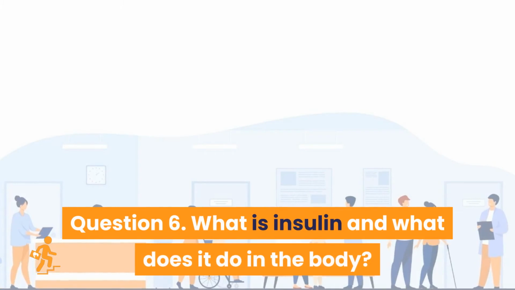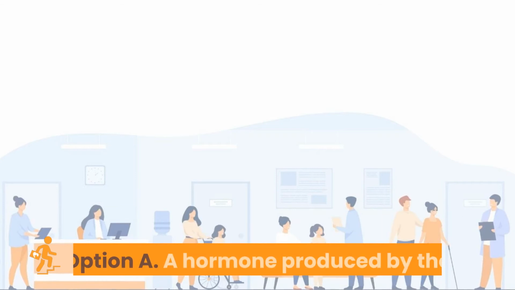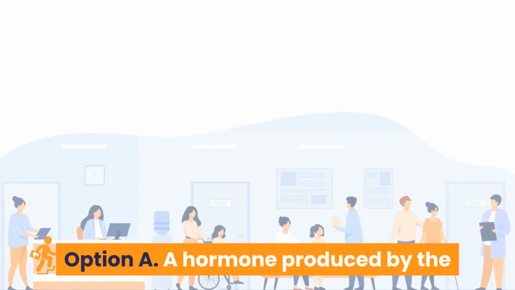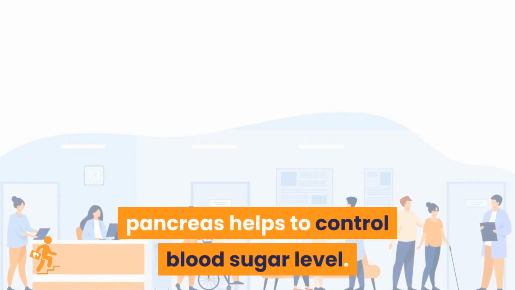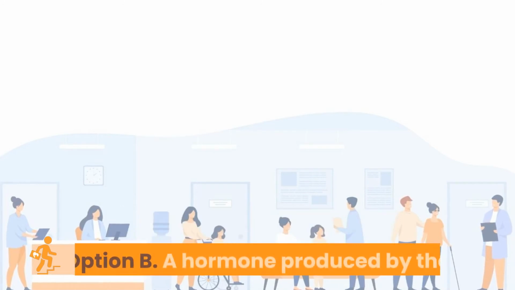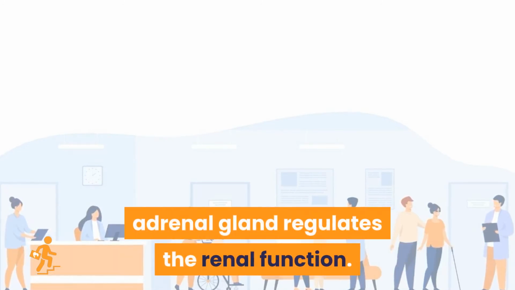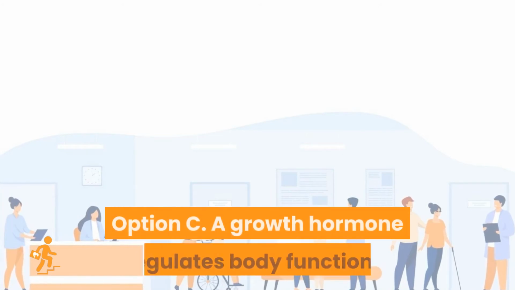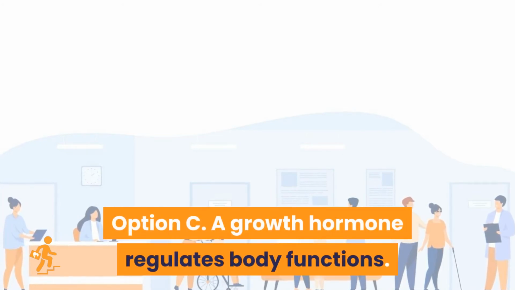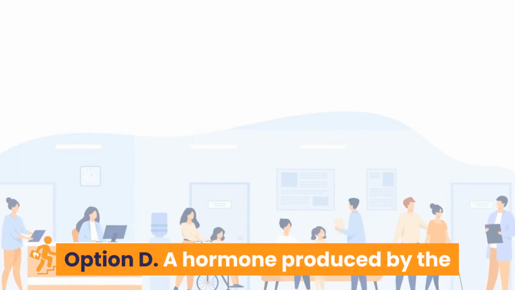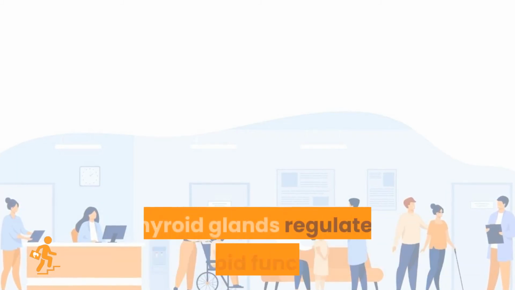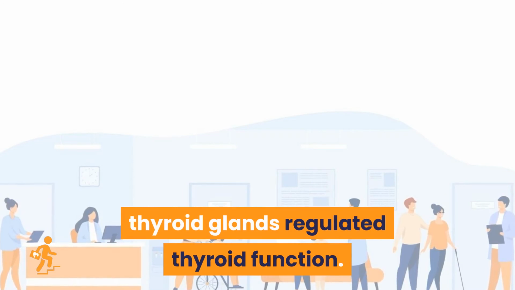Question 6. What is insulin and what does it do in the body? Option A. A hormone produced by the pancreas helps to control blood sugar level. Option B. A hormone produced by the adrenal gland regulates the renal function. Option C. A growth hormone regulates body functions. Option D. A hormone produced by the thyroid glands regulated thyroid function.